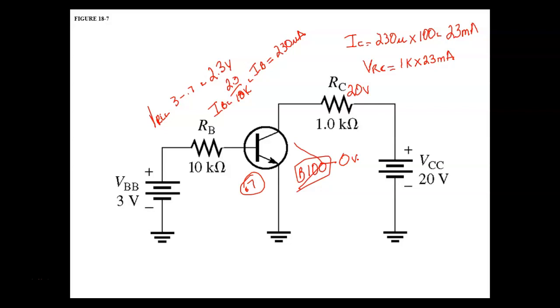I would either make the RB bigger. If I made RB bigger, that would make IB go down, right? You understand? If IB goes down, then we're going to be away from saturation. Or I can make RC smaller. If I make RC smaller, it would drop less voltage at that current, right? Y'all understand that? So we got two things to do.